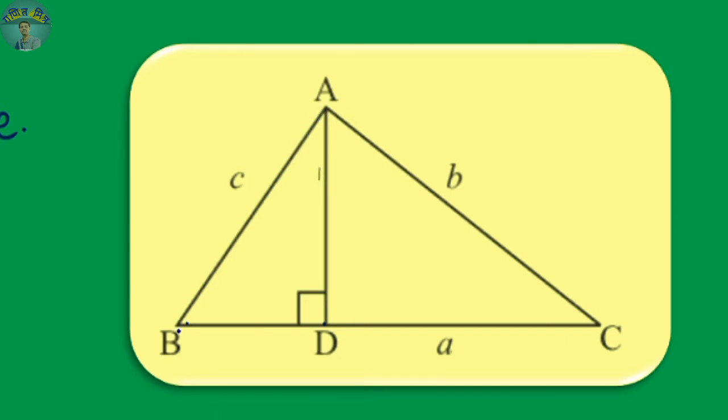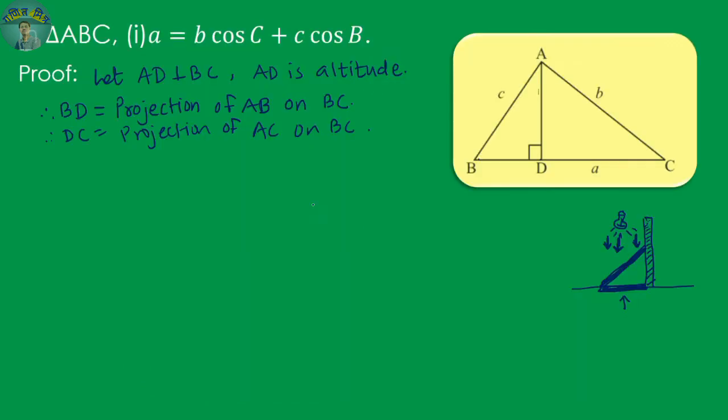AB is the line and BD is the projection of AB, okay, on this flat surface BC. Similarly, DC is what? Projection of this AC. Okay, so I can write. आता आपण या कन्सेप्टचा यूज करणार आहोत. Now we are going to divide this proof in 3 different cases.